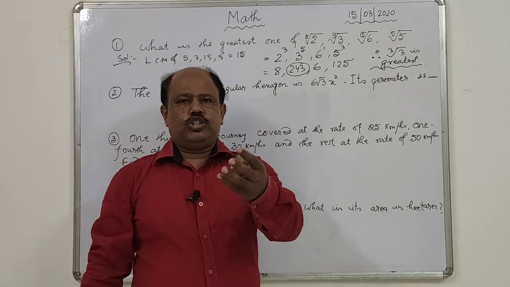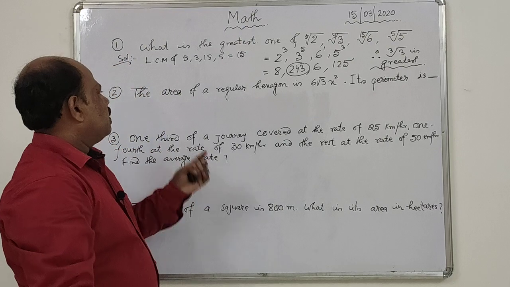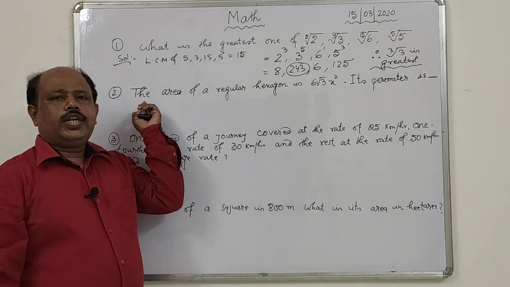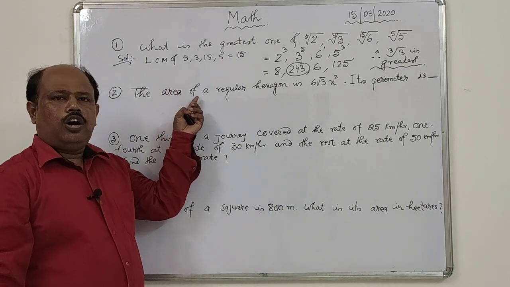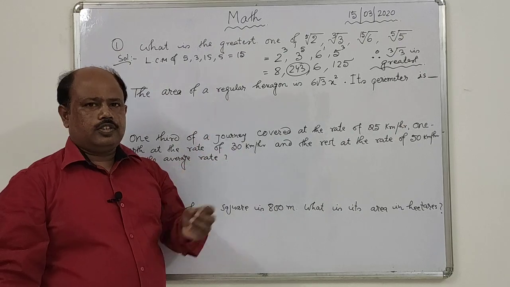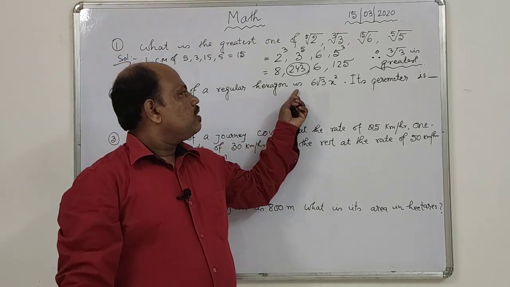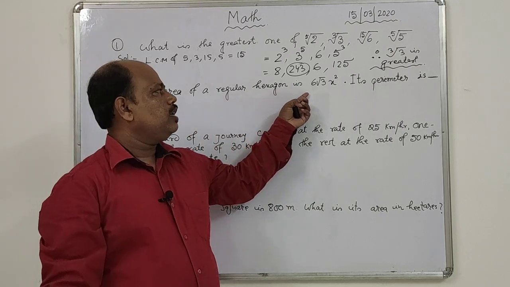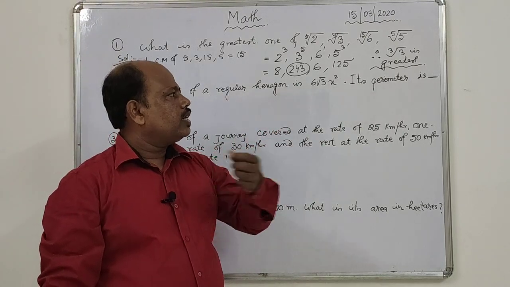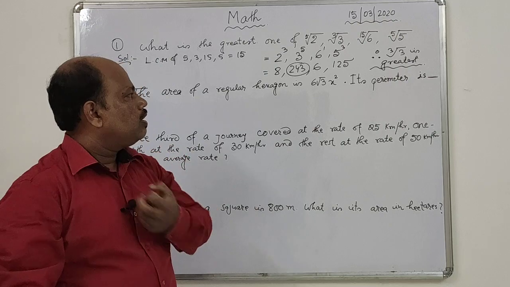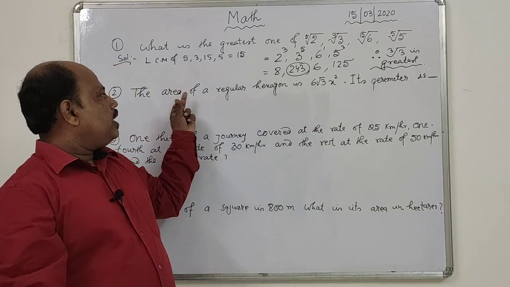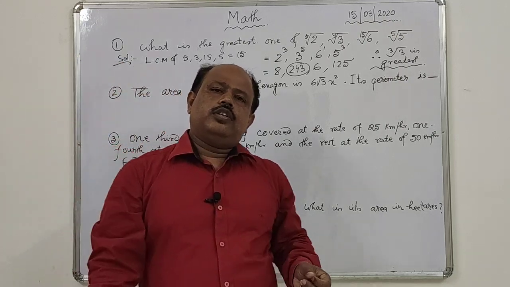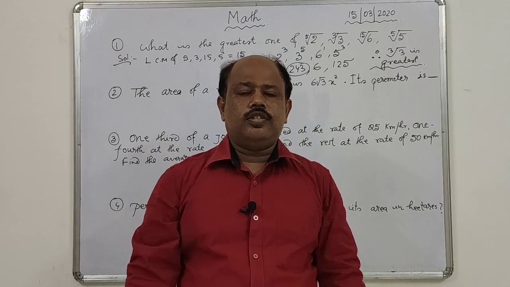Then question number 2. Look. The area of a regular hexagon is given. What is its perimeter? Look, area given. Regular hexagon. Do you know what a regular hexagon is?